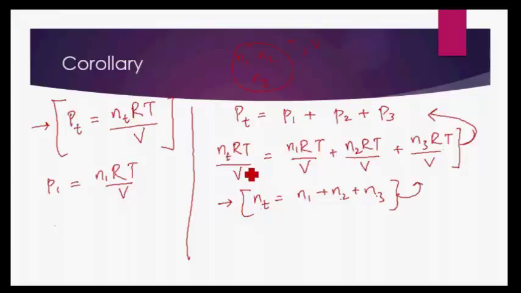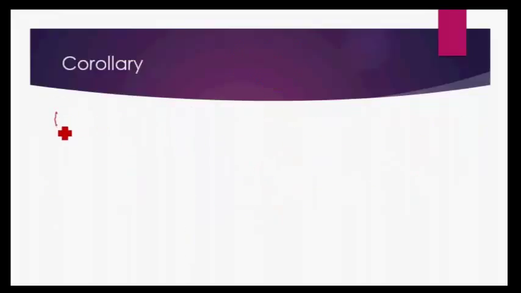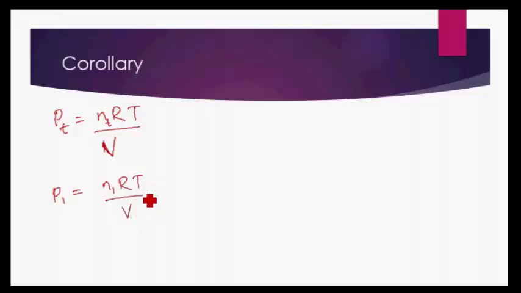So coming back to the initial relation that I was talking about between partial pressure and mole fraction. Again, PT is equal to NT RT by V, and say you are talking about partial pressure of gas 1, so P1 is N1 RT by V. Let's say this is your equation 1, this is your equation 2. Let's divide equation 2 by equation 1.